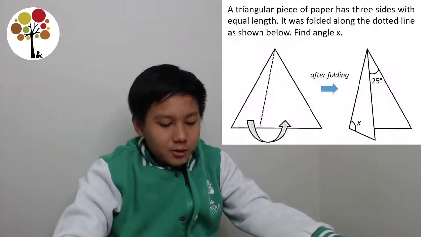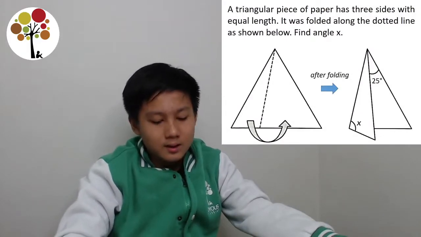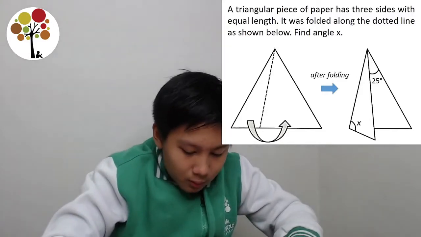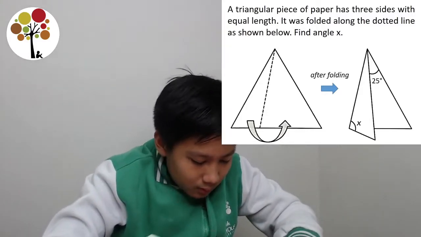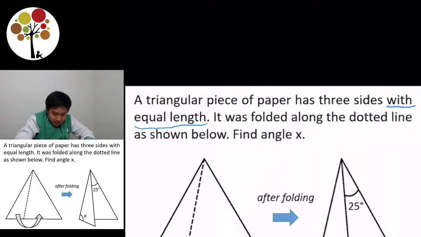Today's topic is actually angles, and we have two questions. So let's view the first question. A triangular piece of paper has three sides with equal length. That is the key phrase, equal length, which means that it is an equilateral triangle and all the angles are the same.